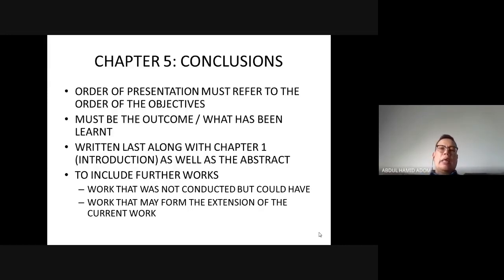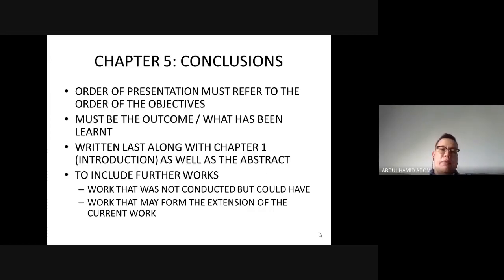Because you need to discuss the objectives one by one. If you have 3 objectives, there must at least be 3 paragraphs discussing those. Okay, and must be the outcome of what has been learned. It is no longer discussions of the results, but what can be concluded from the results. And it should also include further works.